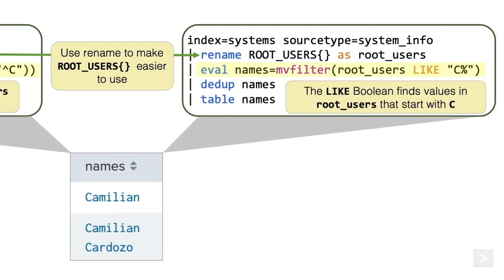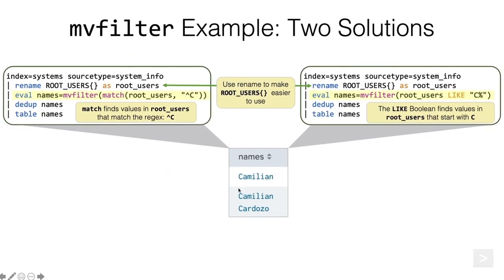On the very right-hand side, we are also embedding a like operator, which returns true or false depending on whether the values of root user begin with a C followed by anything else, the % symbol being a wildcard. This Boolean expression returns true or false, and MV filter will then filter on any names that begin with C. These are two separate solutions to return the same set of results. As long as it's a Boolean expression that can be plugged into the MV filter function, we will see the same set of results being returned.